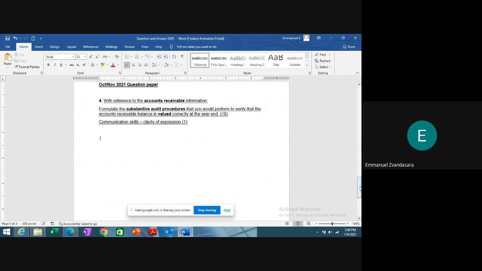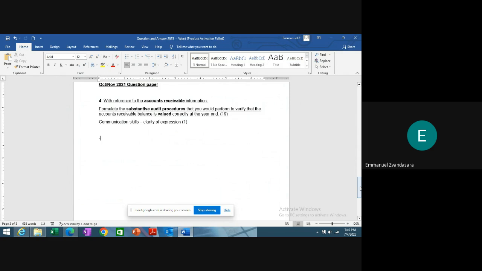Right. Because whenever you are asked to formulate substantive procedures, we are going to be dealing with an assertion. That is why we are saying substantive procedures are to respond to the risk of material misstatement at assertion level, meaning that whenever the demands or the expectations of an assertion are not met, there will be a risk of material misstatement. That is why we perform planned further audit procedures. We'll be auditing the assertions.